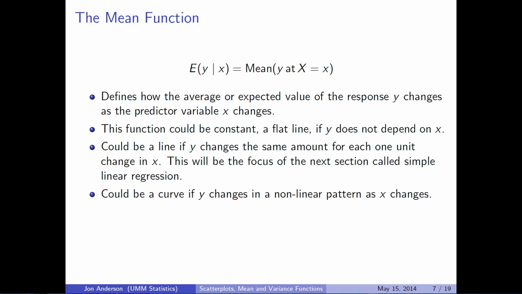One of the main things that we want to discuss in a scatter plot is something that's called the mean function. And we designate that mathematically with the symbol E, which means expected value. And so what we're saying here in this overhead is the expected or average value of y given, or as a function of, x. And so what we're saying is the mean value of y when the predictor variable is little x. And so we're talking about how the typical value of y changes across the values of x.